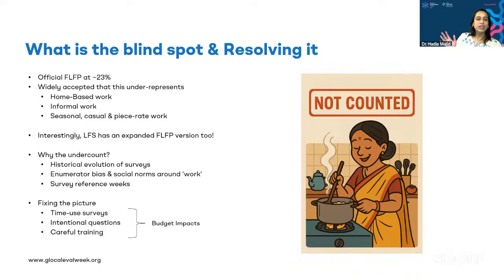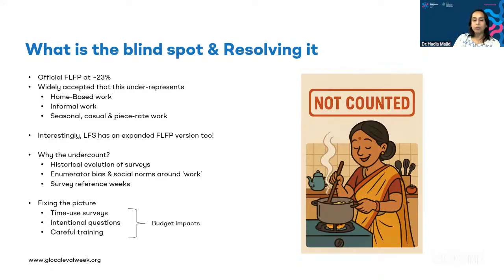It's an interesting historical phenomenon, I would say. And there is a long history of why these blind spots exist. I mean, we widely accept that home-based work is not properly represented, and not just in the Pakistan LFS, this is worldwide. And yet we haven't done much to resolve it.